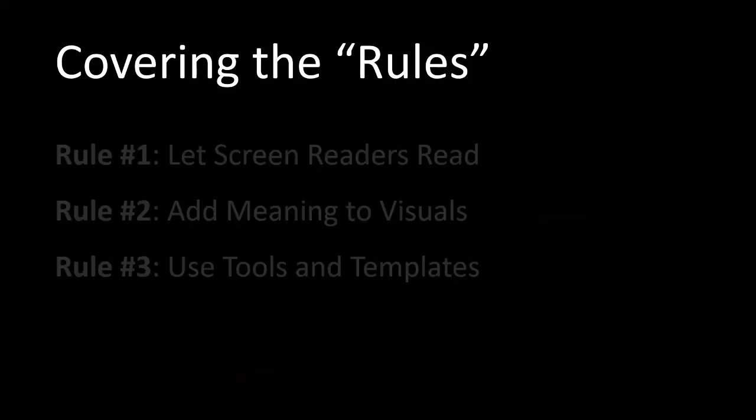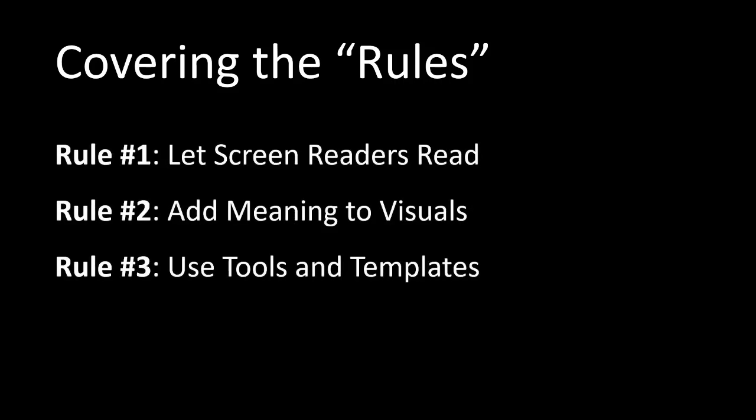Covering the rules. For my presentation, I'm associating all the specific accessibility steps into three major concepts. If you actively follow these rules when creating content, your end product will be significantly more accessible. Rule number 1, let screen readers read. Rule number 2, add meaning to visuals. And rule number 3, use tools and templates.